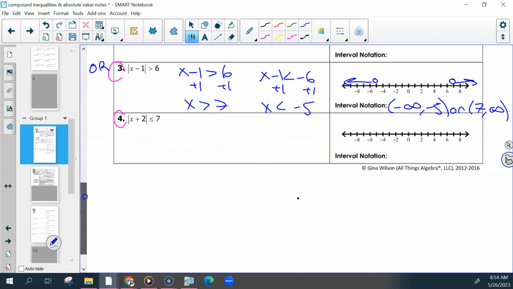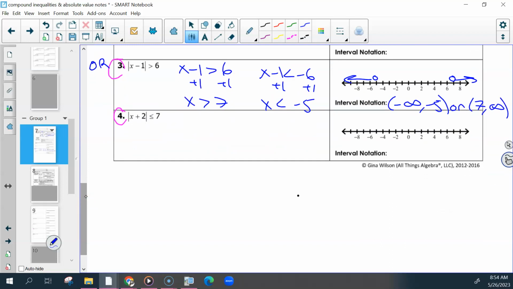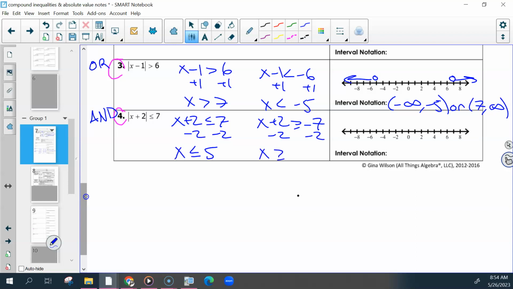And then 4 is going to be the opposite. These are already isolated. This is a less than, so that's going to be an and. So I'm going to set up my two cases. x plus 2 is less than or equal to 7. Keep one exactly the same. Start to make your second case: x plus 2, switch the direction of the sign and make it negative. And then solve both. Subtract 2 from both. So x is less than or equal to 5, and x is greater than or equal to negative 9.